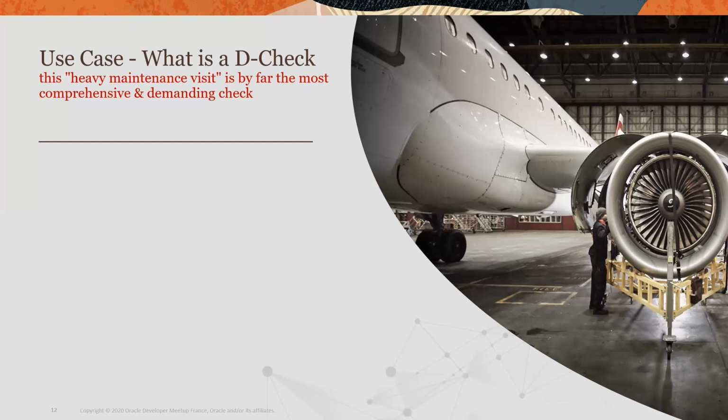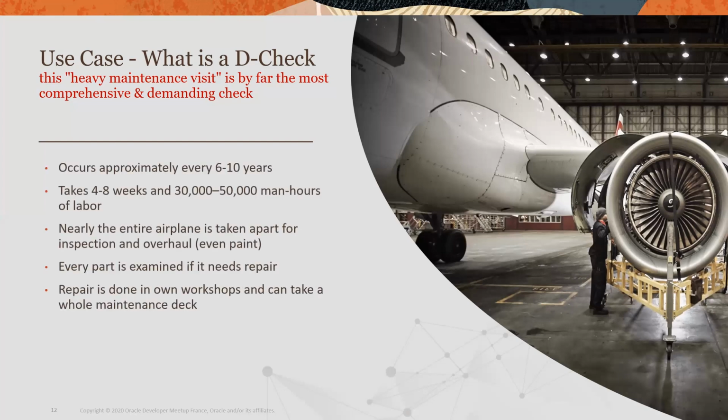So let's begin to explain to you what a D-check is. A D-check is the most heavy maintenance check that's done on an airplane. It's the most comprehensive and also demanding check that happens on an airplane. You have an A, B, C, and a D-check. A D-check occurs approximately every 6 to 10 years, and it takes around 4 to 8 weeks.